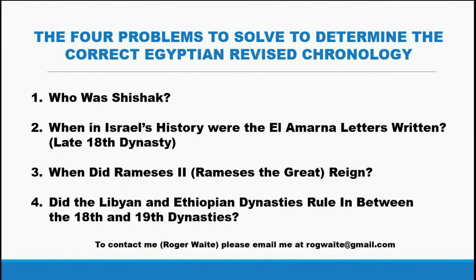So, in conclusion, the best way to determine which is the best revised chronology to fit the archaeological evidence, one must resolve 4 problems. 1. Who was Shishak? 2. When in Israel's history were the Amarna letters written? 3. When did Rameses the Great reign? And 4. Did the Libyan and Ethiopian dynasties rule in between the 18th and 19th dynasties? Solve those 4 problems and you'll be able to determine which is the best revised chronology.